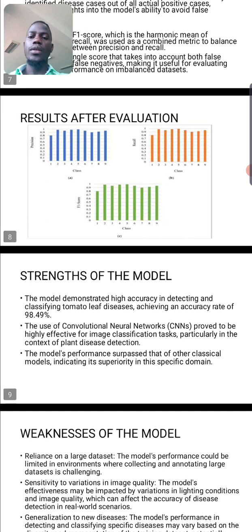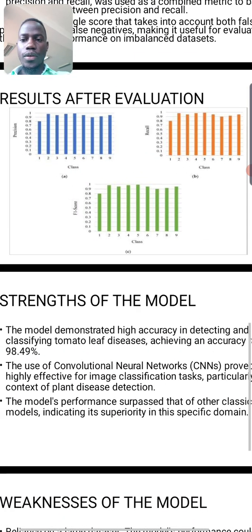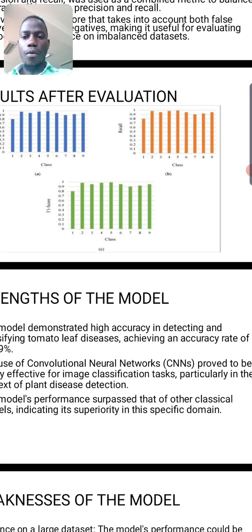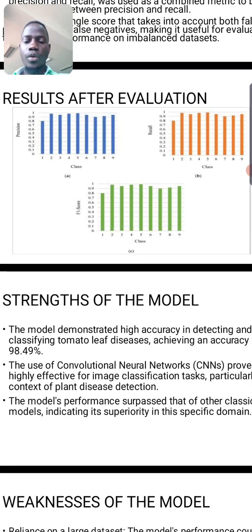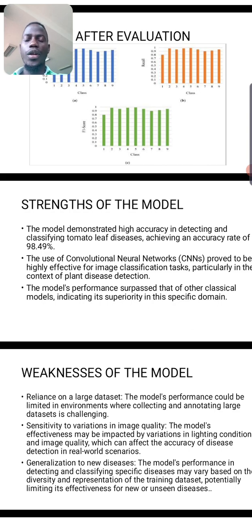These are the results that I identified in the research paper for the different metrics that were used. The one in blue is for the precision, orange is for the recall, and then green is for the F1 score for the classes.